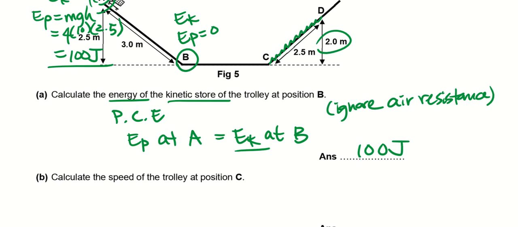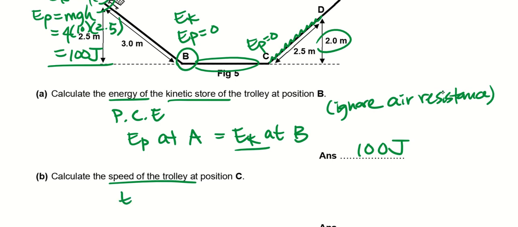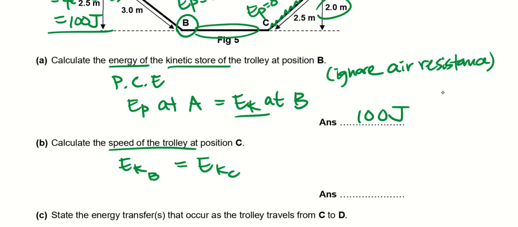Okay, so with this, then I can calculate the speed of the trolley at position C. At position C, because this is frictionless, it is smooth, and because it's at the same height, the EP is also 0. So the EK at B is going to be equal to the EK at C.